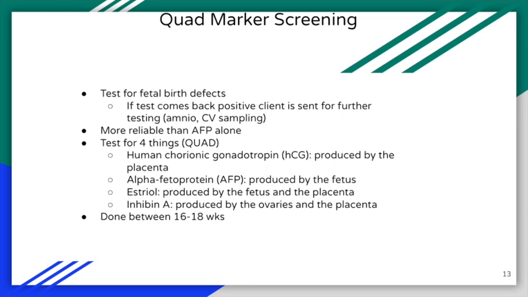The quad screen tests for 4 things. That's why it's called a quad screen. It tests for the presence of human chorionic gonadotropin, which is the pregnancy hormone produced by the placenta. It tests for the AFP, which is produced by the fetus. It tests for estriol, which is produced by the fetus and the placenta, and inhibin A as well. It's done between 16 and 18 weeks. And again, if it comes back positive, they're going to send this client for further testing to see if there are genetic defects at all with the fetus.